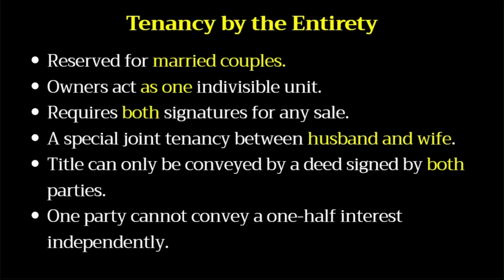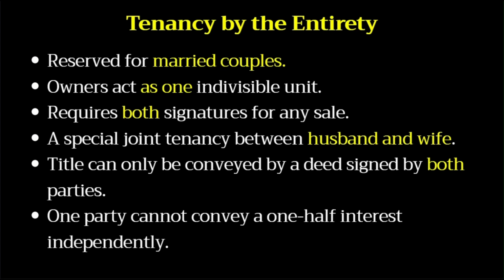Now, let's talk about tenancy by the entirety. This is a very specific form of ownership reserved exclusively for married couples. Under this legal framework, the owners act as one single invisible unit. Because of this oneness, it requires both signatures for any sale or transfer of the property. Think of it as a special version of joint tenancy, specifically for a husband and wife.